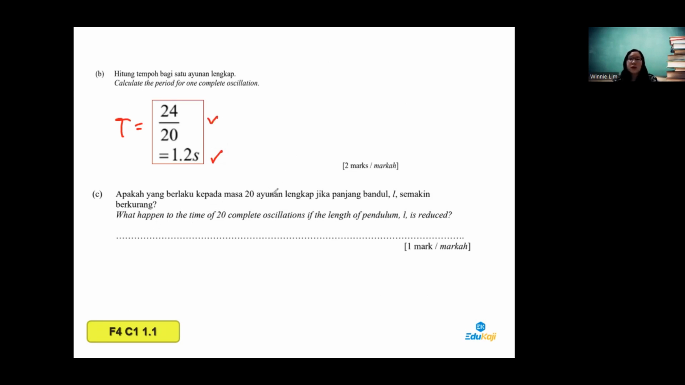Next, what will happen to the time of 20 complete oscillations if the length of the pendulum L is reduced? As you all know, if you carry out the experiment where the manipulated variable is the length of the pendulum and the responding variable is the period of oscillation, of course, the longer the length, the more time it takes, right? So now the length is shorter, of course the period will also decrease. So actually, question 1 is a very basic idea. Most of the time, it's easier to score 4 marks if you have a general understanding of it.